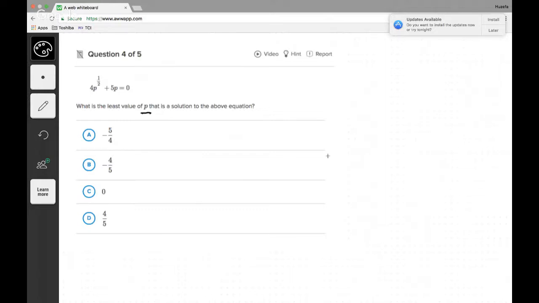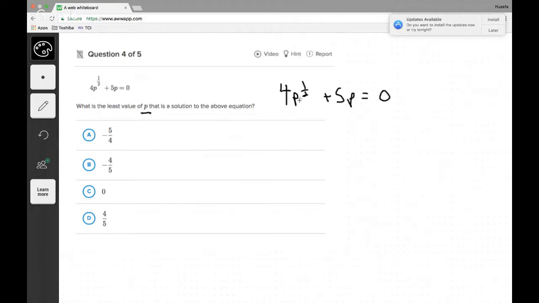Okay. So how do we solve this guy? This is a little bit interesting now. We've got 4p to the 1/2 plus 5p. All right, so we can do it like this. I'm kind of trying to think about this. This is what I would do first. So let's go. We've got 4p to the 1/2 plus 5p equals 0.